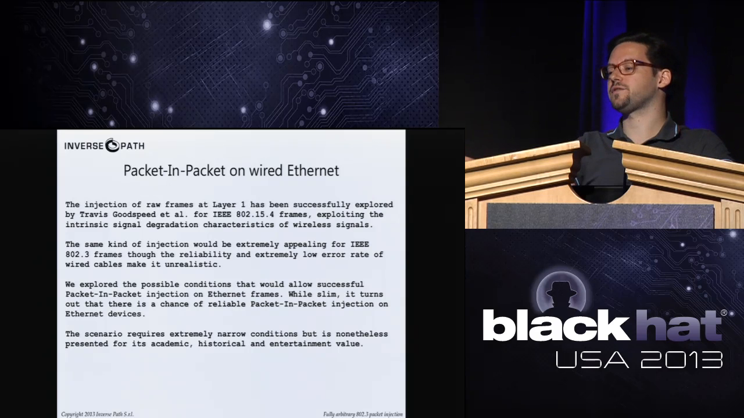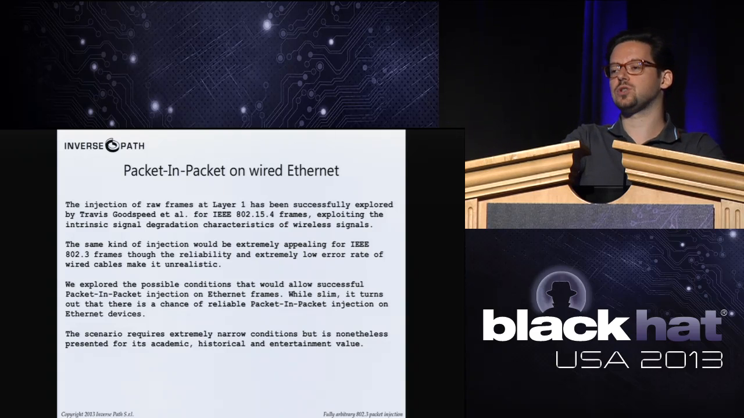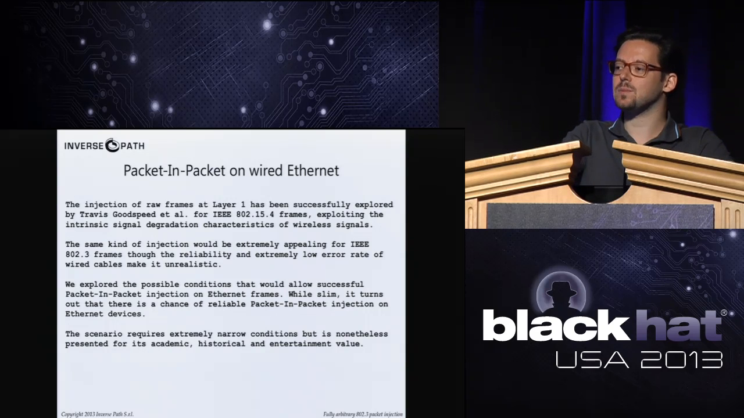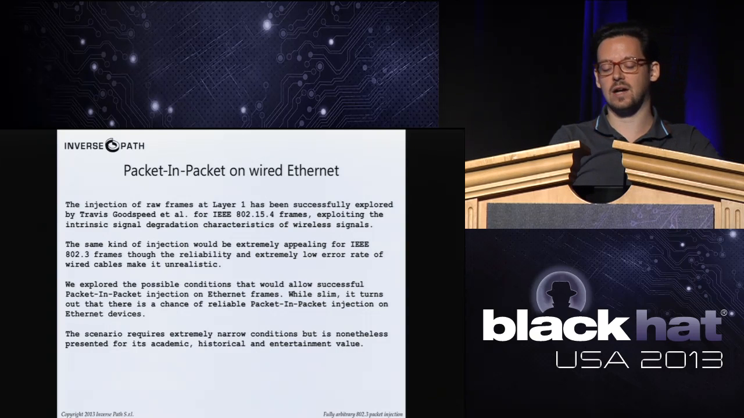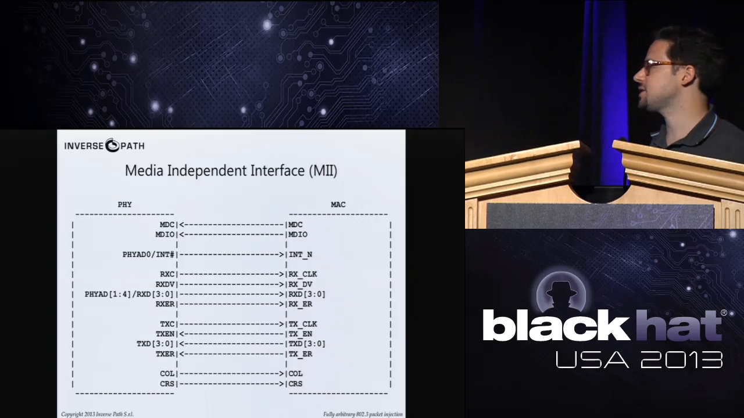But the problem is that Ethernet is very reliable, so you cannot just wait for a random bit to flip and allow you to inject your packet in packet, because the first starter frame delimiter is missed for whatever reason. So we explored the possible conditions that would allow a successful packet-in-packet injection on Ethernet frames. And there are slim, but reliable scenarios where you can actually do it. And it has an actual impact on certain classes of devices. And it turns out that it's a design flaw. It's not an implementation flaw.